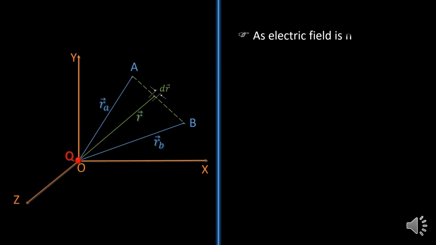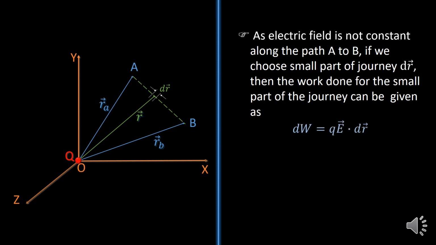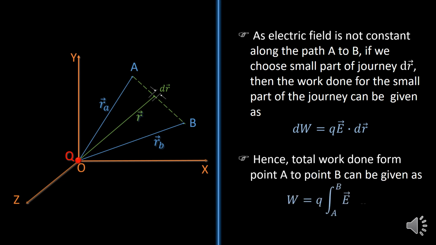As the electric field is not constant, we first have to find out dW, as I said earlier, and then total work done can be given as integration from A to B of E dot dr, with q outside. This is how we can express work done to move charge in non-uniform electric field.